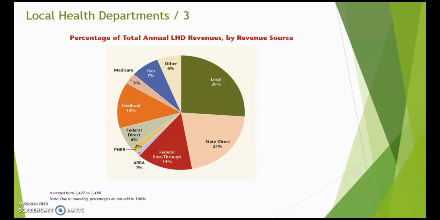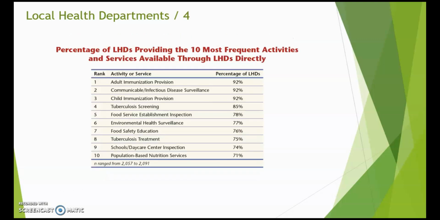The rest is subdivided into other 6%, fees 7%, Medicare 3%, federal direct 6%, PHER 2%, ARRA 1%. Okay? Let's continue with our examination. Local health departments, part 4.